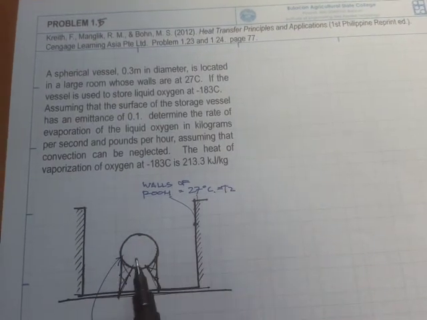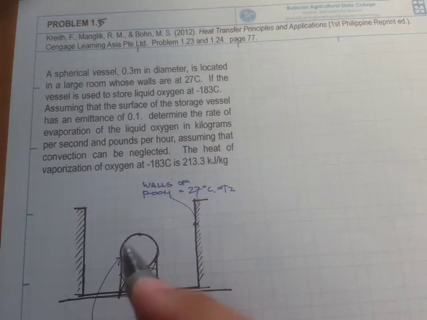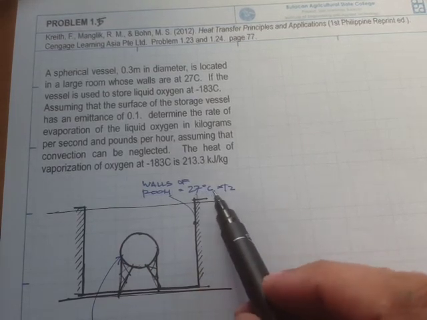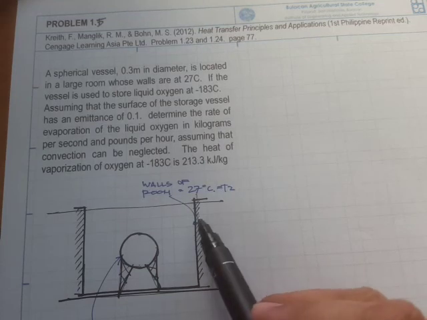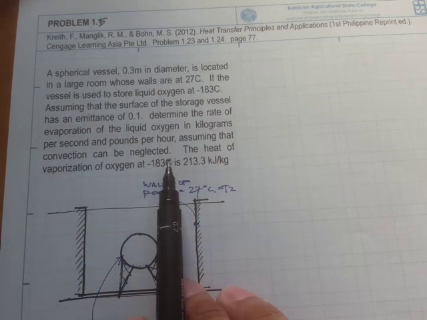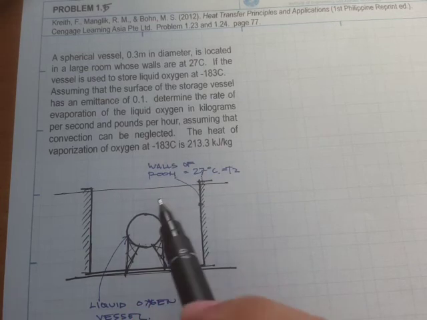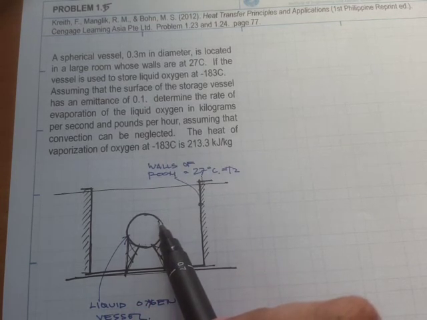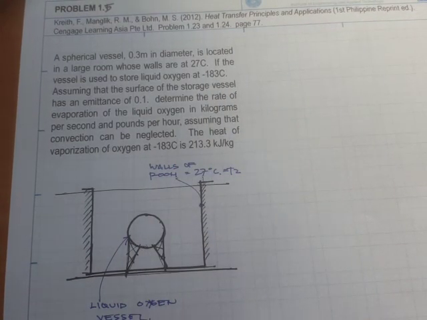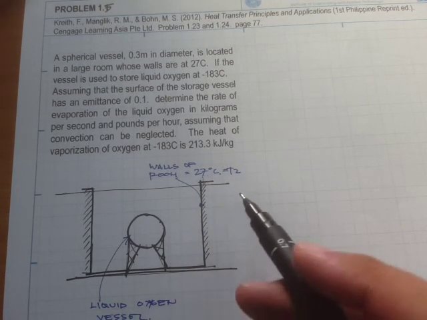So here's our spherical vessel and here's our walls. It's actually a room. But this is the temperature of the wall, given as 27 degrees C. The vessel is used to store liquid oxygen at negative 183 degrees C. Okay, so here the temperature at the vessel is negative 183 degrees C. It's storing liquid oxygen, and the temperature right here at the wall is 27 degrees C.